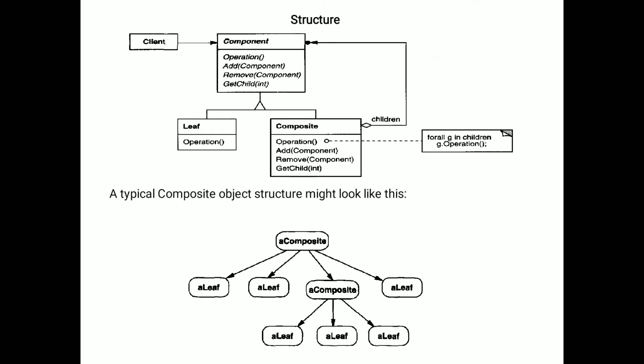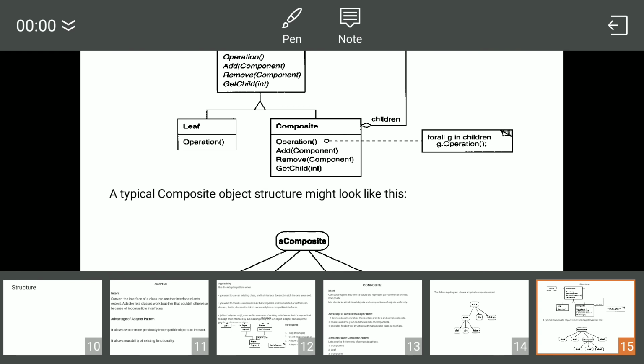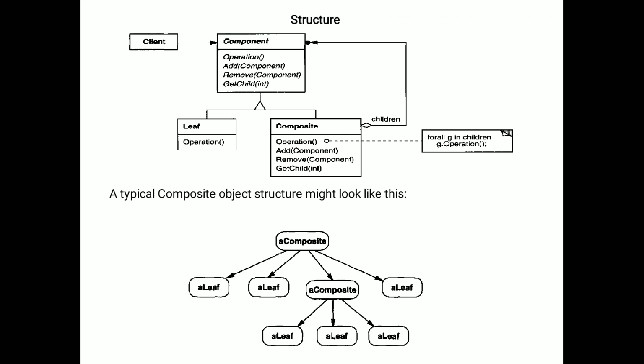And also here you see the typical composite object structure like this: a composite under which we have the children, a leaf, a composite, and a leaf. A leaf means it is not having a child here. A composite object is there, again having more children here. So this is the explanation of the structure. This is the overall explanation of the composite design pattern. Thank you.